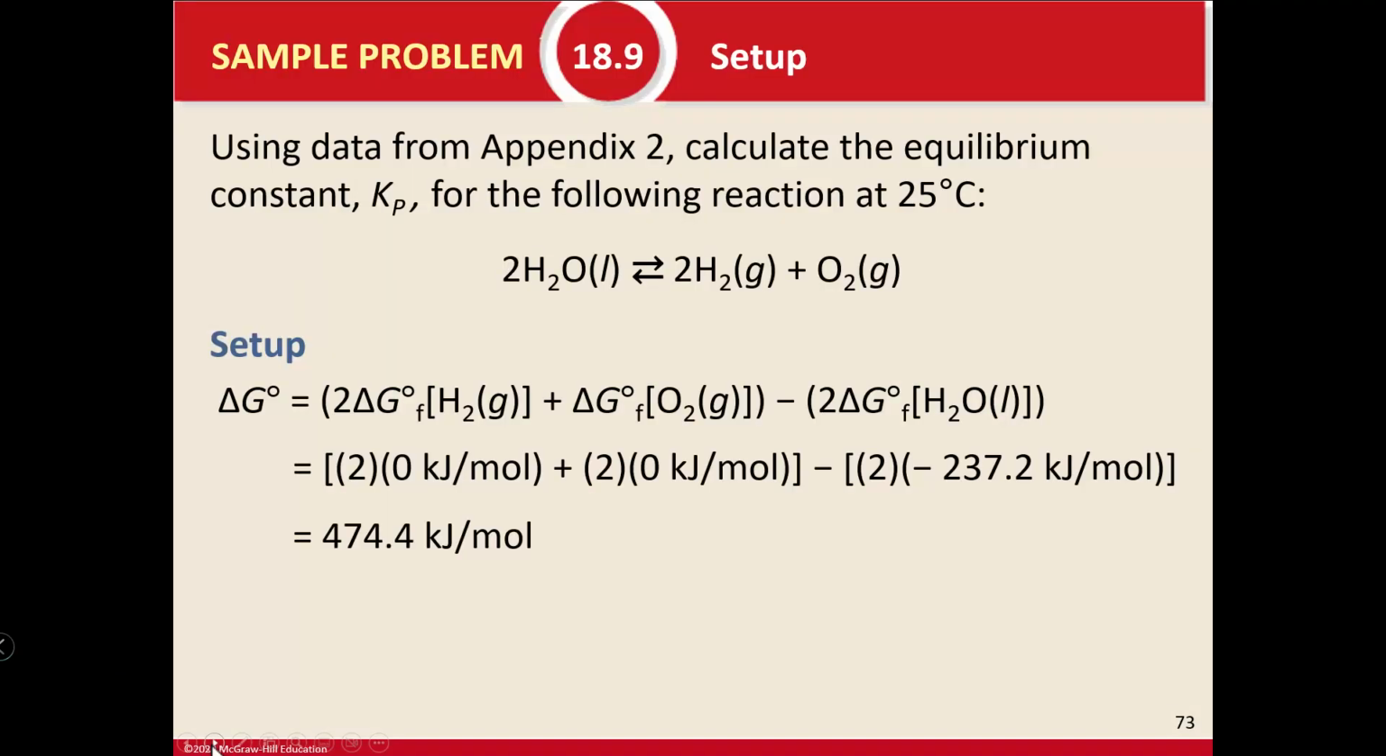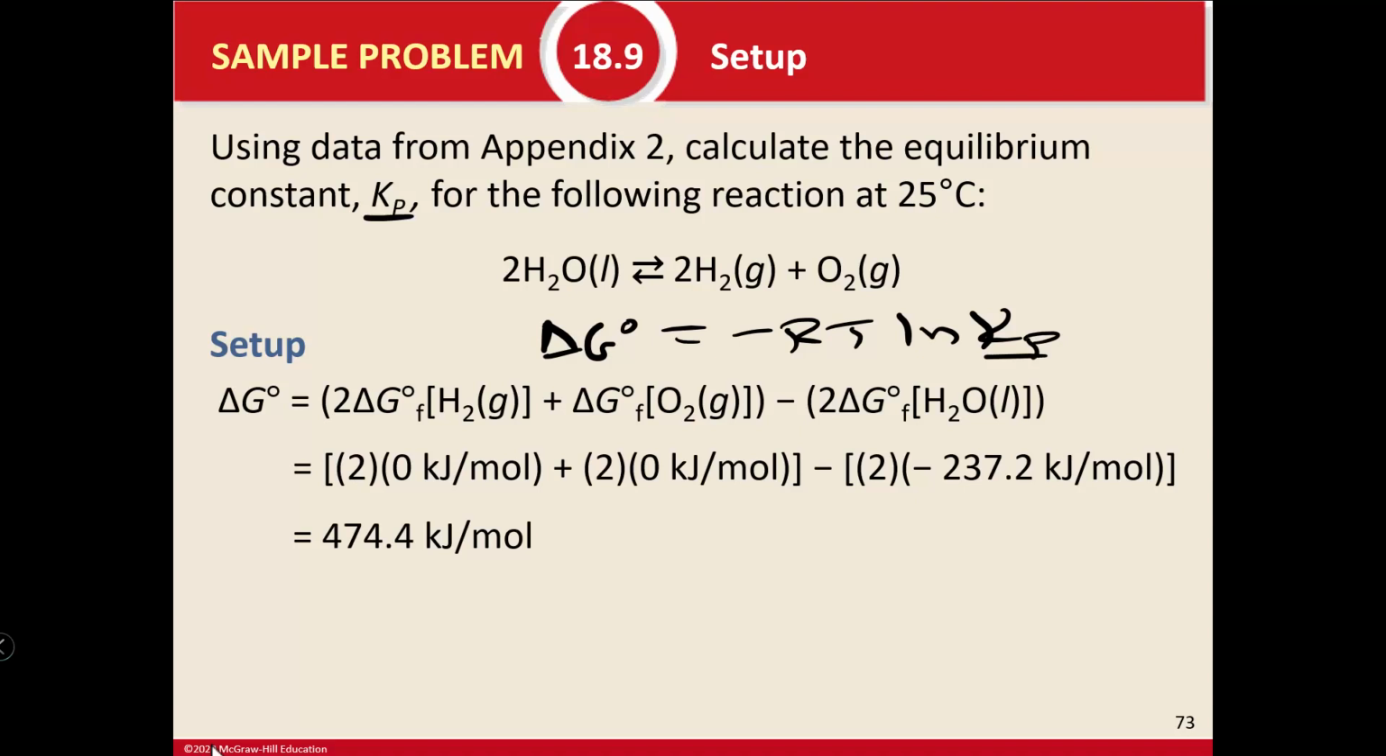All right, so let's look at this next problem. It says, using the data from Appendix 2, calculate the equilibrium constant Kp for the following reaction. All right, so when I hear the word K, I'm going to think, okay, the equation I'm going to use is delta G naught equals negative RT ln of K. This K can be Kp, Kc, but we're going to use a Kp here. And so we're solving for this. That's what it's asking us to solve for.